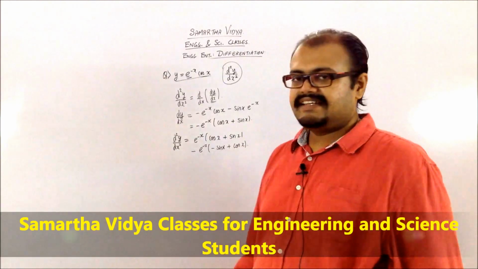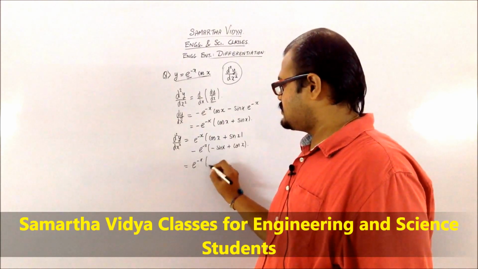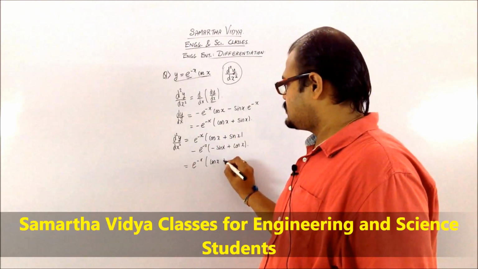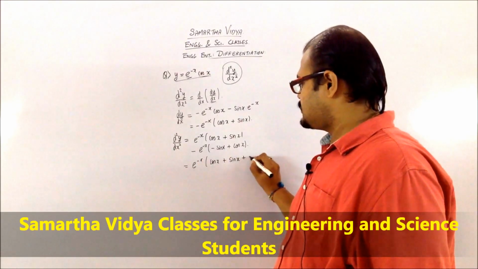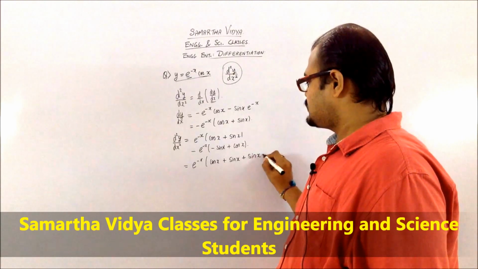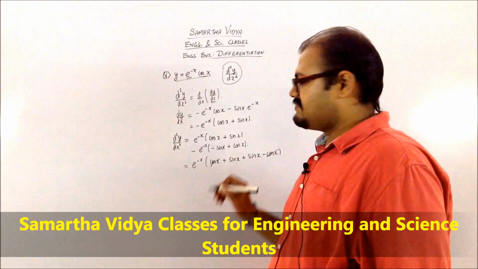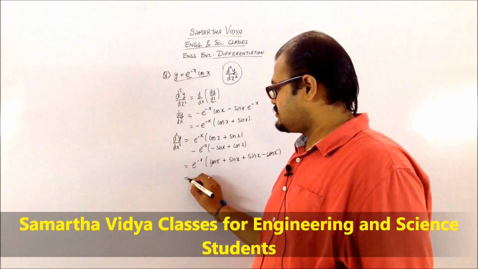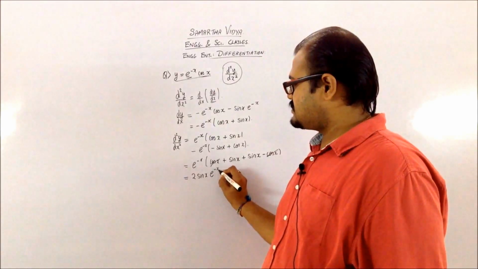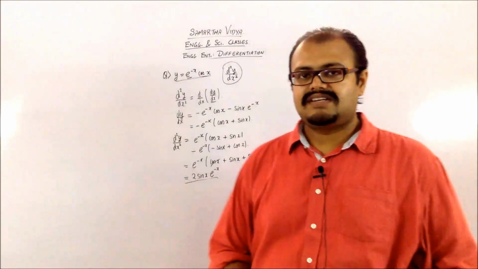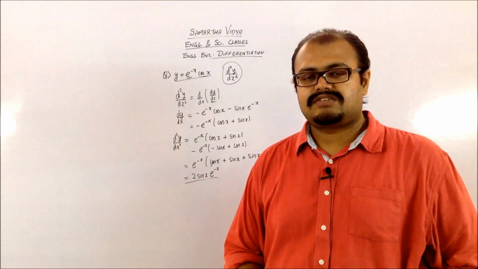So you can take the e raised to minus x common again. So it's going to be e raised to minus x common. It's going to be cos x plus sin x, and this minus sign can be taken inside, so it becomes plus sin x minus cos x. So the cos x gets cancelled and you have a sin x which is present twice, so that becomes 2 sin x into e raised to minus x. So this is your second order derivative of your function.